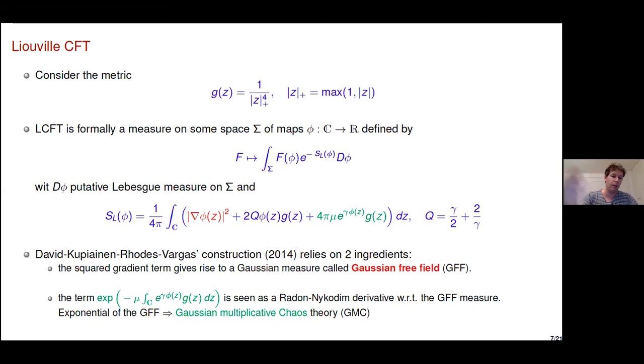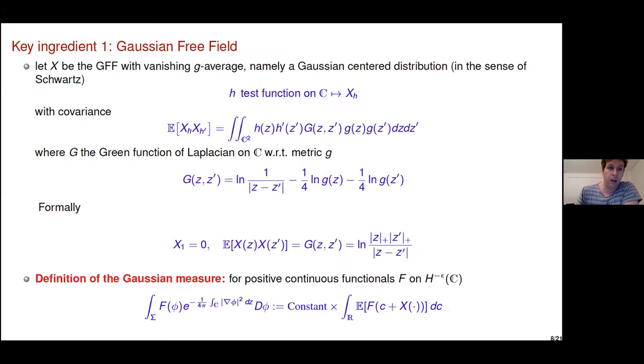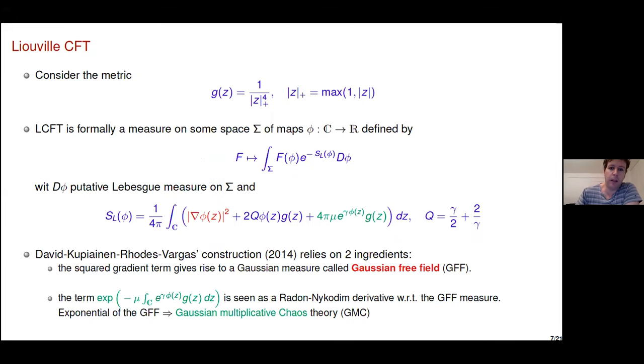And to do that, there's a theory which was already developed in '85 by Jean-Pierre Kahane, and it's called Gaussian multiplicative chaos theory. And this is what I'm going to describe in the next few slides, in more detail, what I said here on how to construct the Liouville conformal field theory. So the first key ingredient, I said, is that we need to give a meaning to this gradient square term here in our quantum field theory.